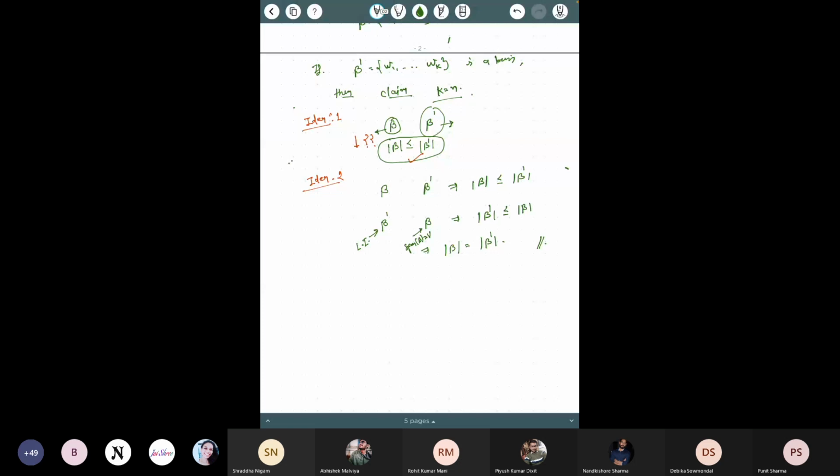If you are asked this kind of question in the exam, you have to write it properly. I'm just giving you the idea here. So you have to write it clearly and with all the justification.